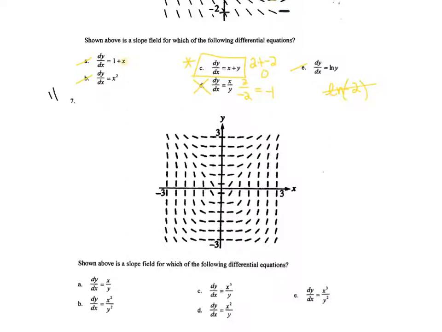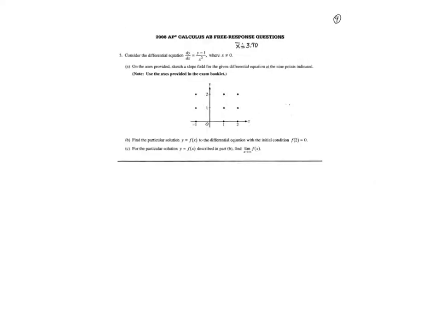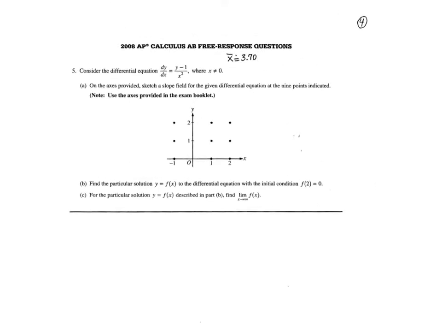Again, like I said, you're going to do number 7 for homework. And you are also going to do 6 and 5 for homework on this page. And these X bars, I think I told you before, this is what the average score was in the entire world on that problem, the year that they were given these exam problems. We are going to do this one together.